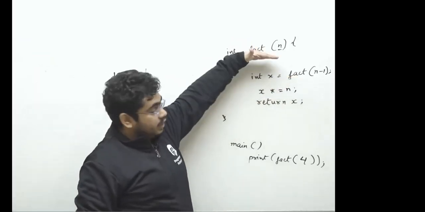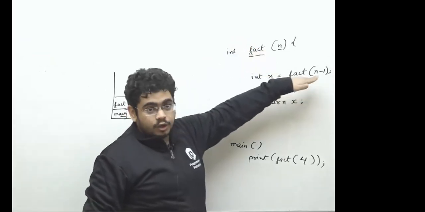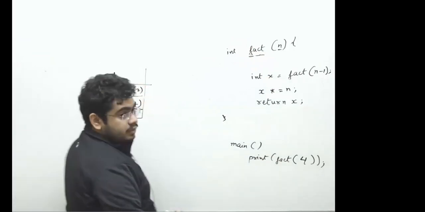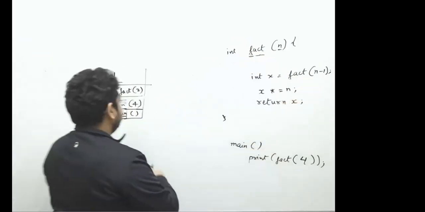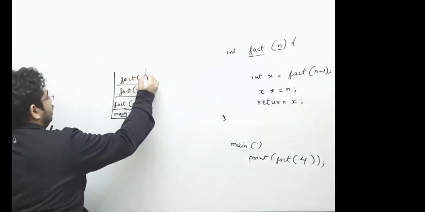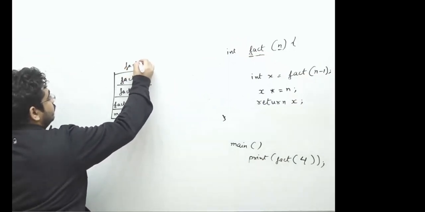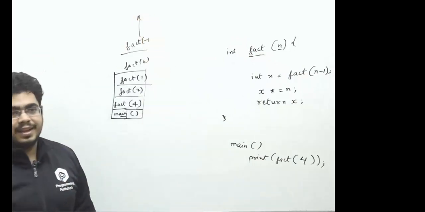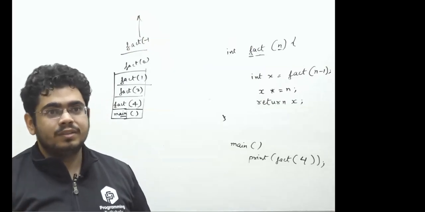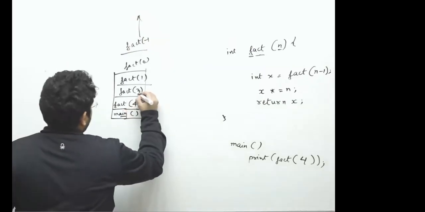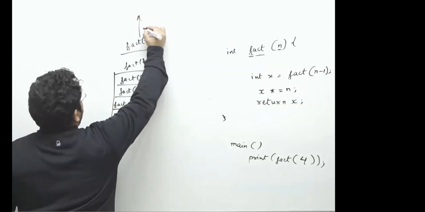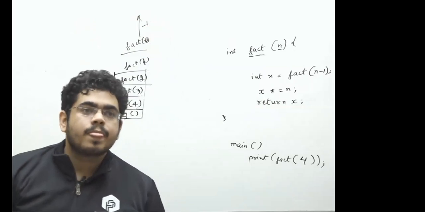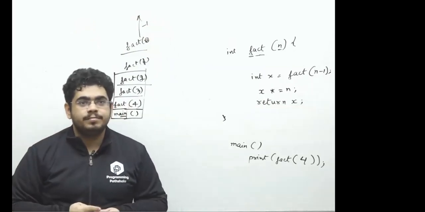Then again, factorial of 3 here calls factorial of 2. Then again, factorial of 1. And it will go on to factorial of 0, factorial of minus 1. How to stop it? Can you see that? It will go on, go on, go on. Okay, let's do 3, 2, 1, 0, minus 1. But it will go on. How to stop it? You need to stop it, right?